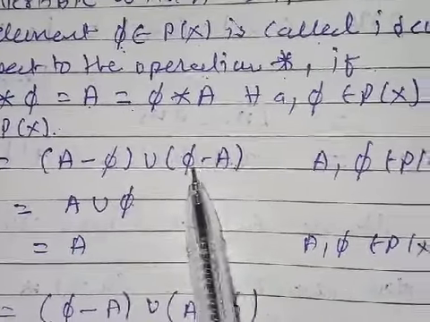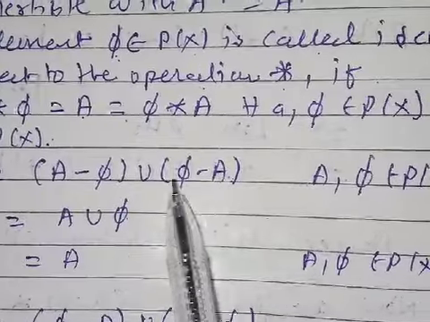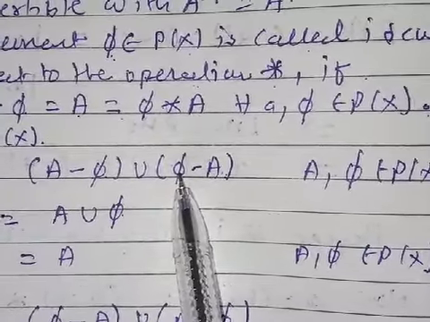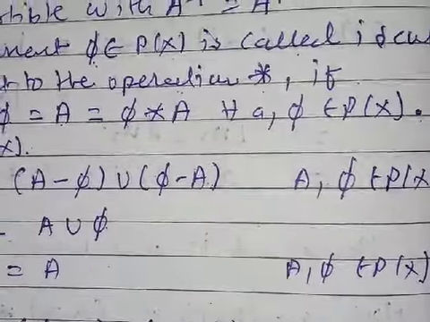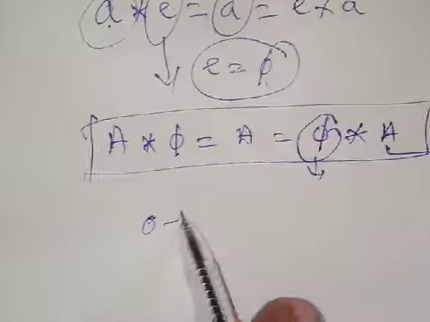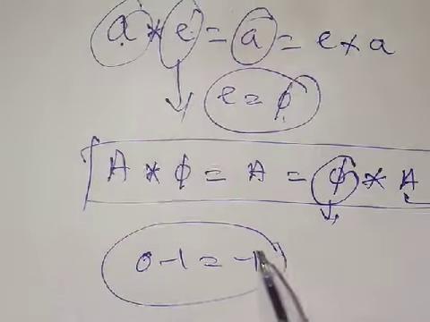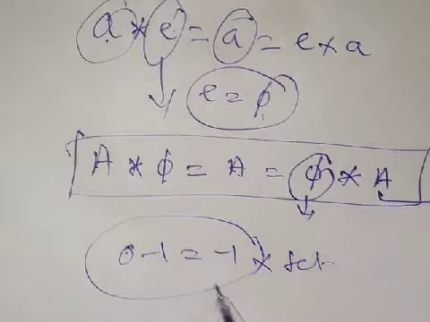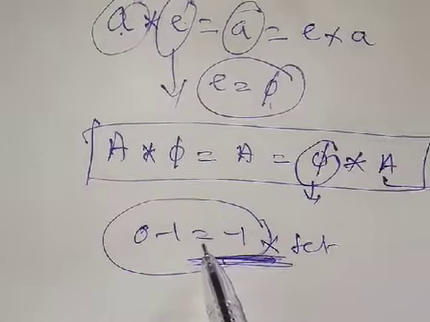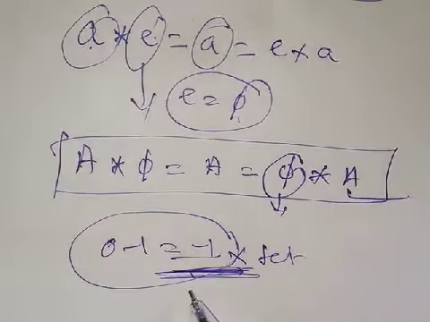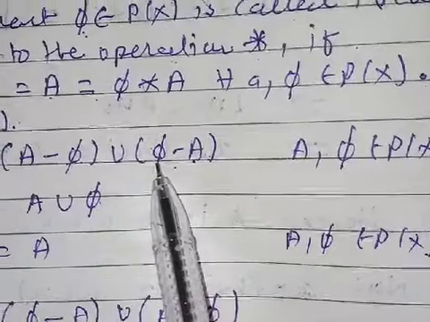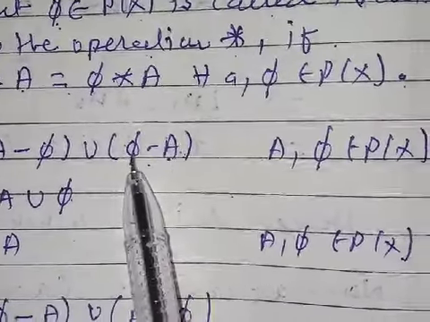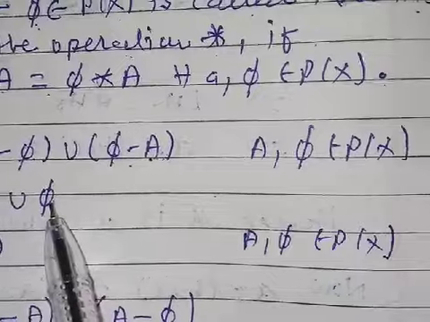Don't consider this as minus 1. It is not minus 1. It is not 0. It is phi, the empty set. The students make mistakes here. What they say is that 0 minus 1 is equal to minus 1. But this is not for sets. This is for real numbers. We are talking about sets. So if you remove A from phi, but phi is nothing, so you can remove it from phi. And therefore the answer is phi.